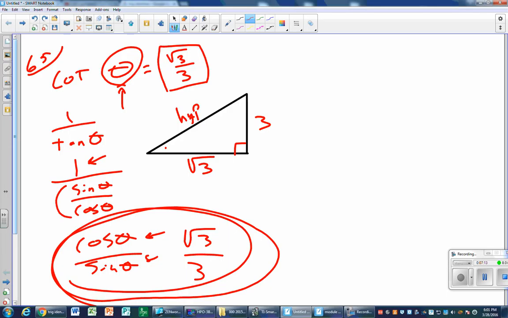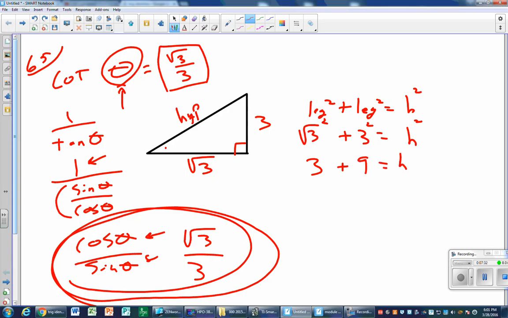So that's why I asked if you know that leg squared plus leg squared equals the hypotenuse squared. Square root of 3 squared plus 3 squared equals the hypotenuse squared. Square root of 3 squared is 3. 3 squared is 9. And that equals h squared. So this is 12. I know I'm writing fast, talking fast. So the square root of 12 is h.